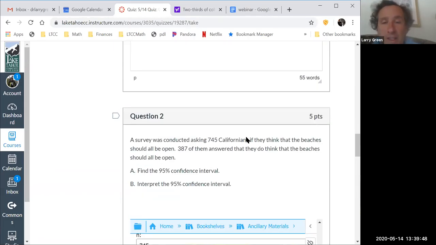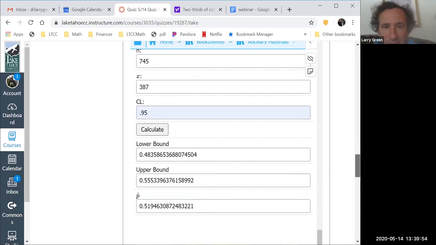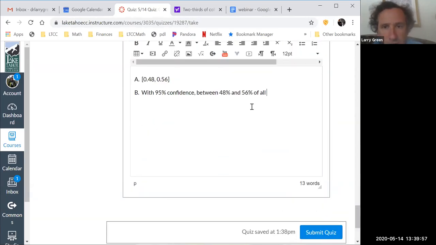Okay, they asked Californians if they think the beaches should be open. So of all Californians, there we go. Between 48% and 56% of all Californians think that the beaches should all be open. Any questions on that? Any questions?